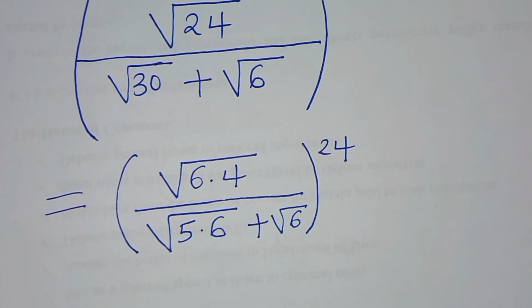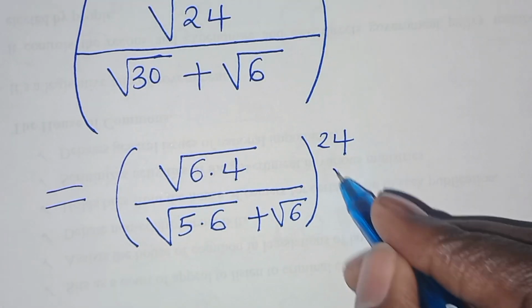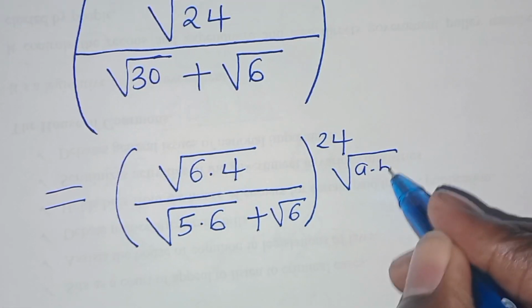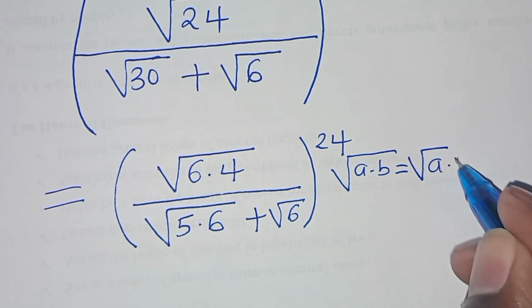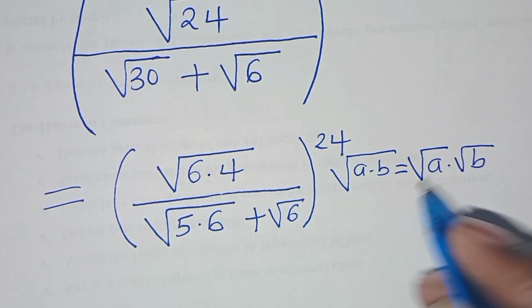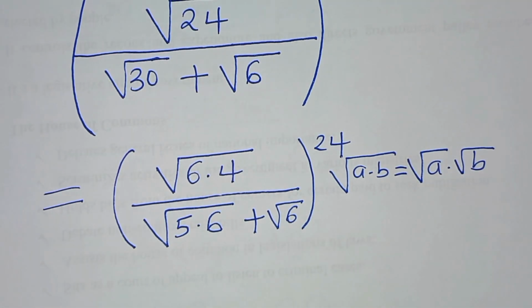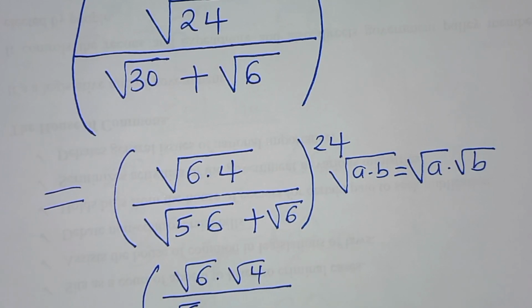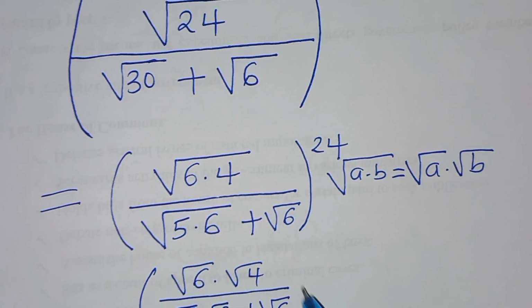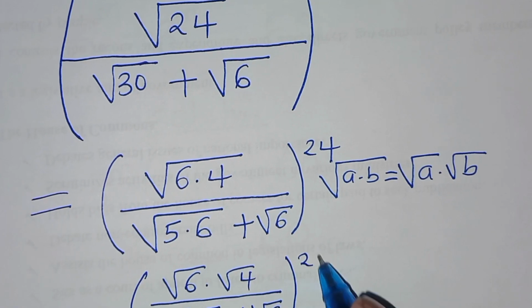The next step: square root of 6 times 4 is in the form of square root of a times b, which we can express as the square root of a times the square root of b. Applying this property, we have square root of 6 times square root of 4 divided by square root of 5 times square root of 6, then plus square root of 6, all this raised to power 24.